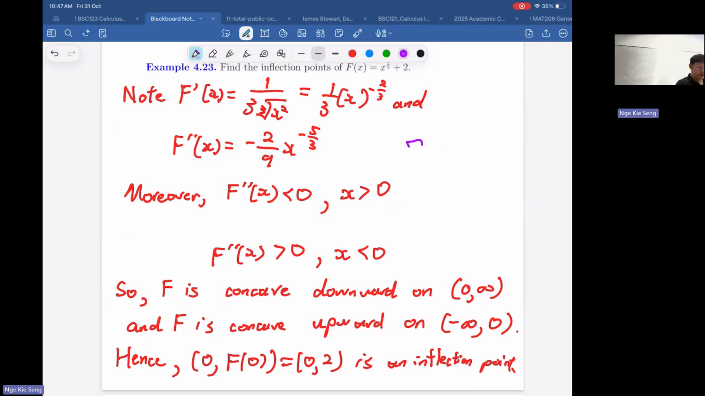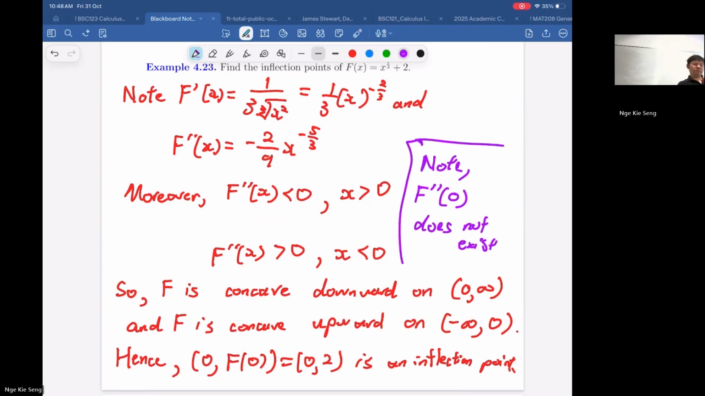Okay, something to note here is, if you really compute f double prime of 0, actually it does not exist. If you see from the formula there, you need to divide by 0. So you can compute that the limit doesn't exist on the secant. So it's an inflection point, and the second derivative is not defined there actually.